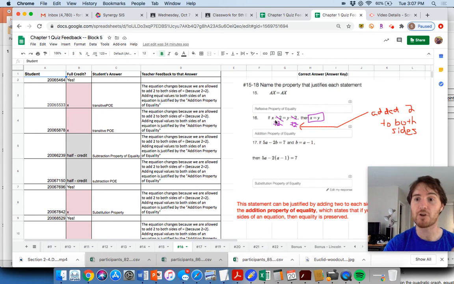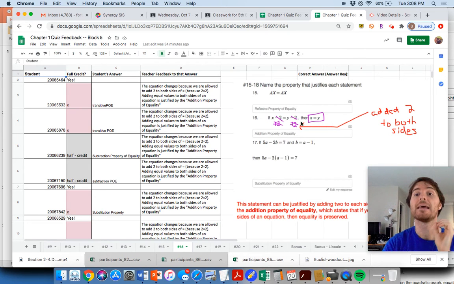We start with this. This is our given premise here, our hypothesis of this if-then statement. If x minus 2 equals y minus 2, how are we going to change that equation to justify that x equals y? A property of equality is something that you do to change an equation. How does an equation change? Well, that equation changed because we added 2 to both sides.